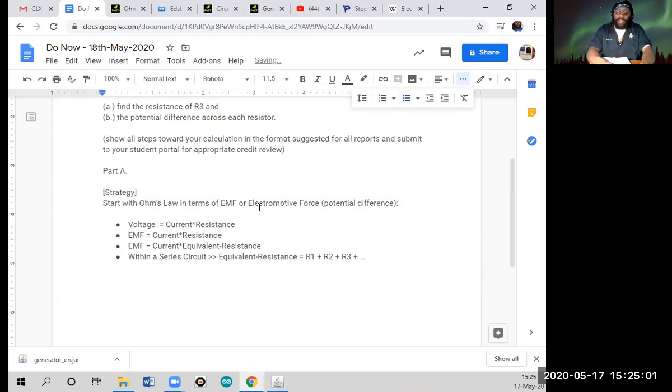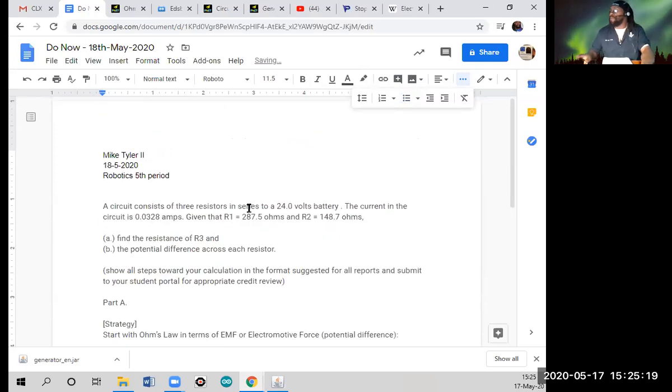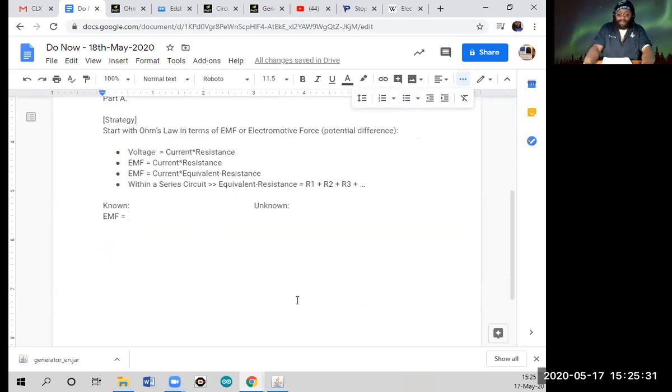We need to ascertain what our known values are. And again, I told you I'm going to use this throughout all of my physics courses, especially my upper level courses: what your known and unknown values are. So what do we have? Well, our EMF, the problem told us, is basically the resistor series of a 24.0 volt battery. What's our EMF? It's going to be 24.0 volts.